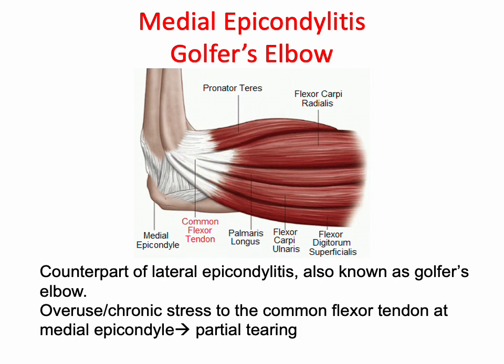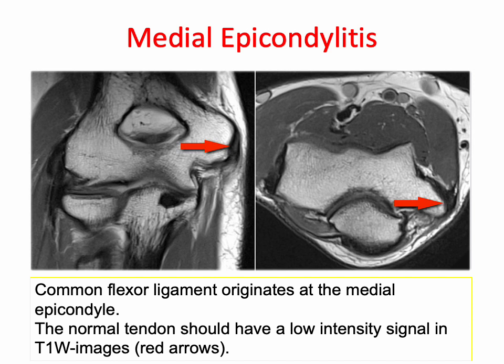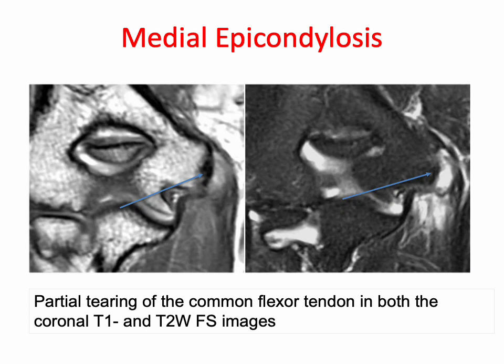Medial epicondylitis, or golfer's elbow, is the equivalent of tennis elbow, but medially, so it's overuse or chronic repetitive stress to the common flexor origin, which is at the medial epicondyle, again leading to partial tearing. And the findings are similar on MRI, so this is a normal study. We can see the common flexor ligament or tendon originating at the medial epicondyle normally has low signal intensity, but in medial epicondylitis we've got abnormal signal on both T1 and T2 weighted imaging.